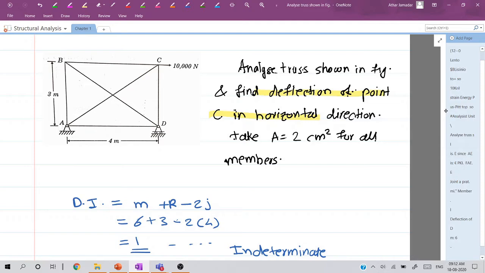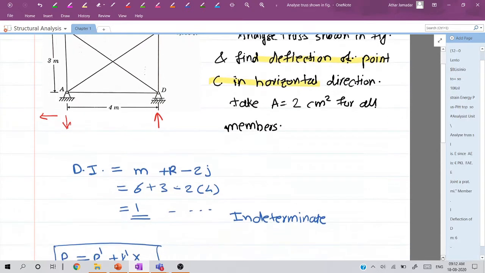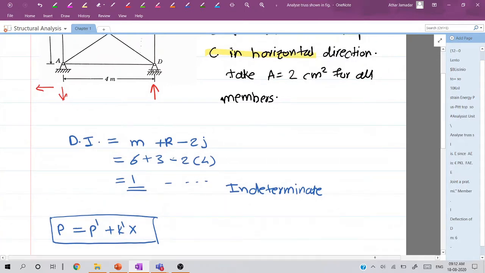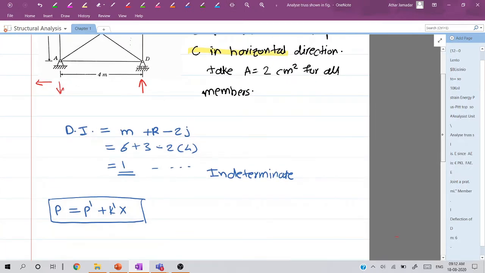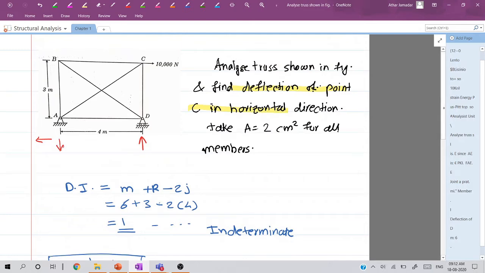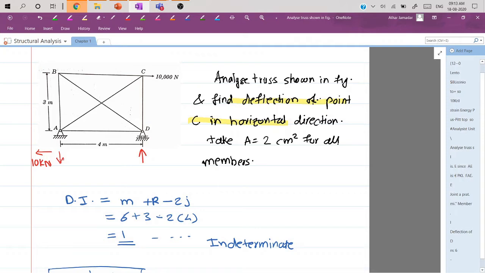For example, in this problem, suppose you have worked out these reactions: this reaction RA, then this reaction HA, and this reaction RD. So as per our usual procedure, let us directly see how to find those reactions first. If you take summation of horizontal forces equal to 0, HA is directly going to be 10 kilonewton.